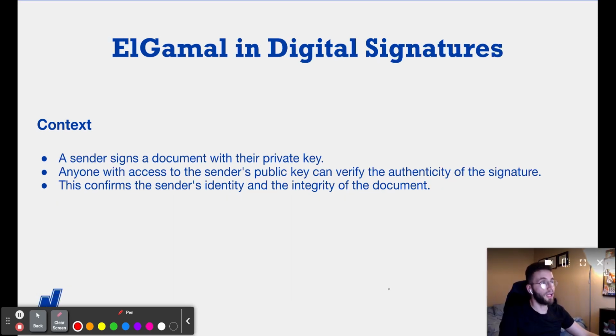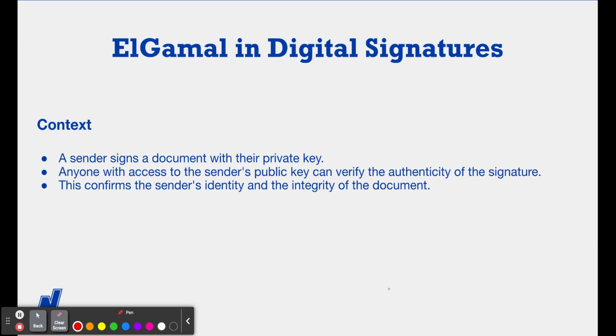So let's consider a practical use of the ElGamal system in the form of digital signatures. Imagine Alice wants to send a document to Bob in a way that Bob can be sure it genuinely came from Alice and not a hacker, and that it hasn't been tampered with during transmission.